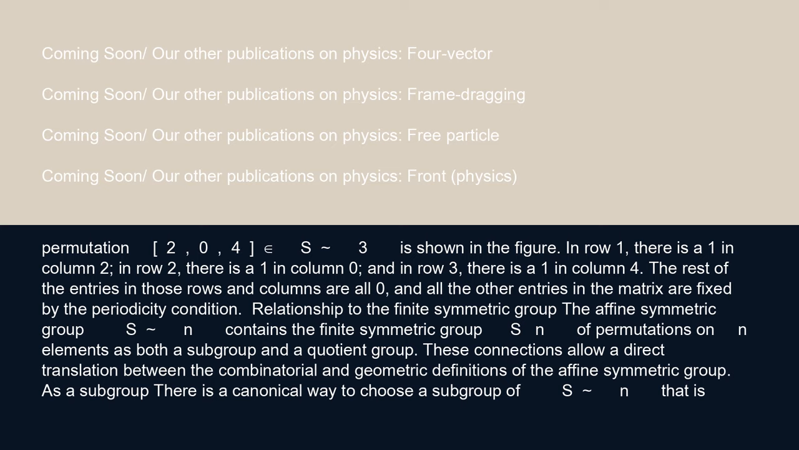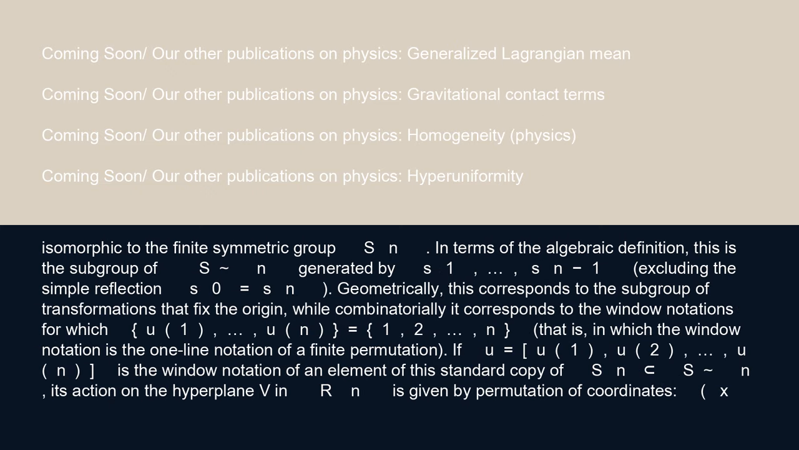Relationship to the finite symmetric group. The affine symmetric group S̃n contains the finite symmetric group Sn of permutations on n elements as both a subgroup and a quotient group. These connections allow a direct translation between the combinatorial and geometric definitions of the affine symmetric group. As a subgroup, there is a canonical way to choose a subgroup of S̃n that is isomorphic to the finite symmetric group Sn. In terms of the algebraic definition, this is the subgroup of S̃n generated by s1, ..., sn−1, excluding the simple reflection s0 = sn.